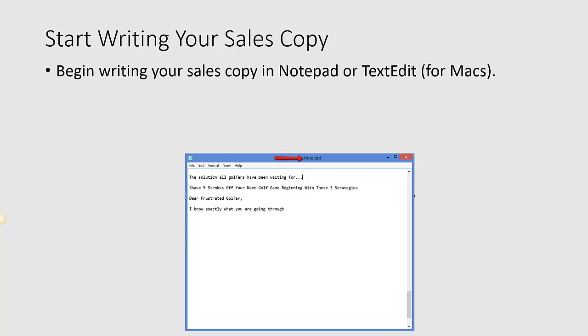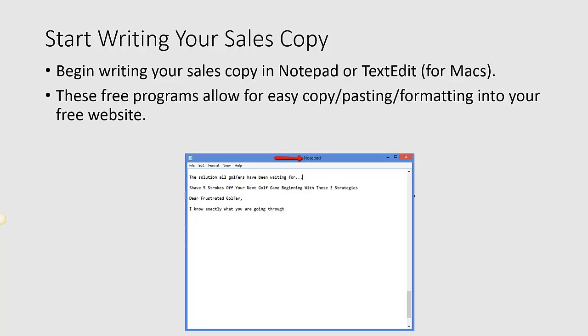It's actually what I recommend you start writing in, only because when it comes time to copy this actual sales copy directly into your JVZoo account, for example, since that's going to be the platform we're going to use for the free sales copy that you're going to have set up, it's going to be a whole lot easier because you just have to copy it in there and then use their tool, their editor, to give it the look and feel that you want it to have. So these free programs will allow for easy copy pasting formatting into your free website, and that's why I recommend that. And you could even label these elements if you wanted to.